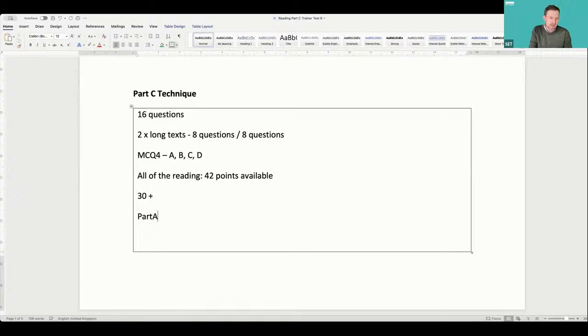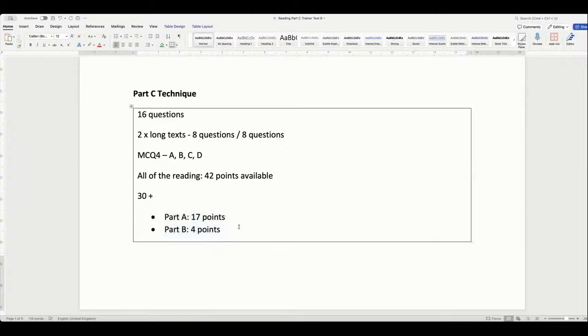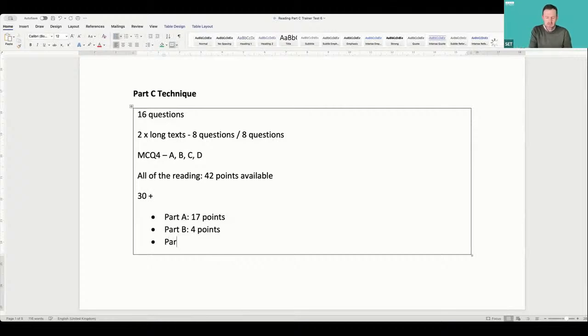Well, let's say that part A, we get 17 points. Okay. And then part B, people generally tend to do okay. Let's say we get 4 points. What does that add up to? 21. Okay. Then that leaves us here needing 9 points. Now I'm just sort of drawing a line in the sand here. I'm not being accurate. I'm just being a bit approximate.